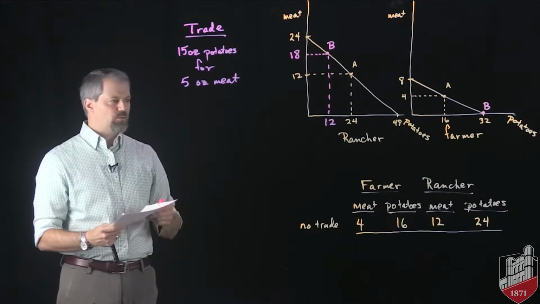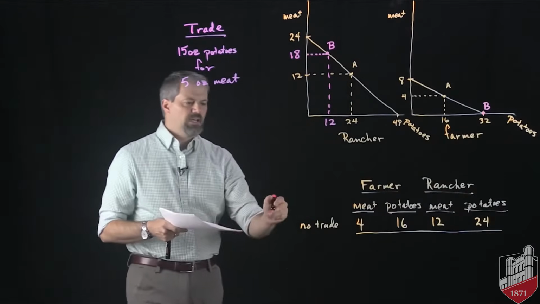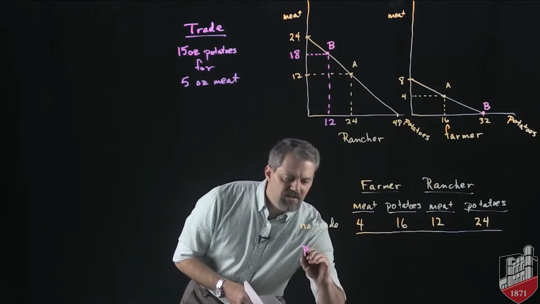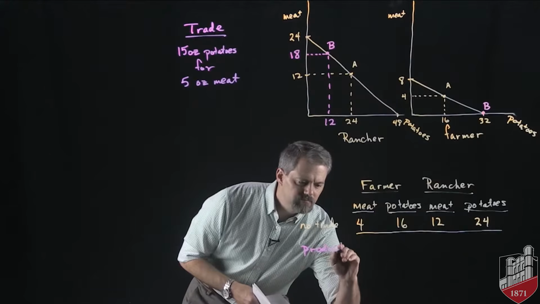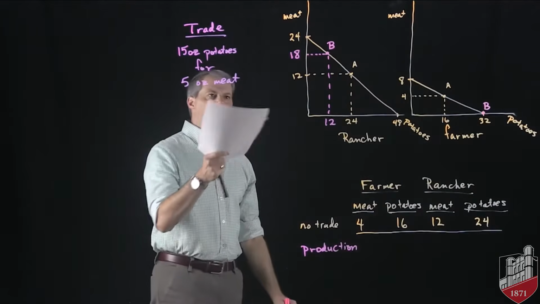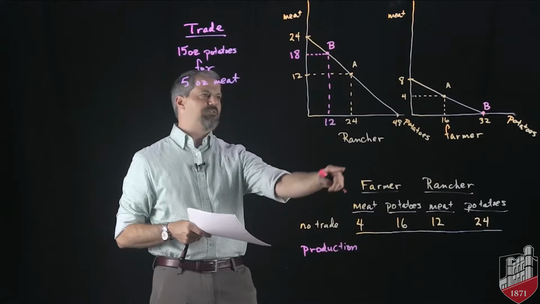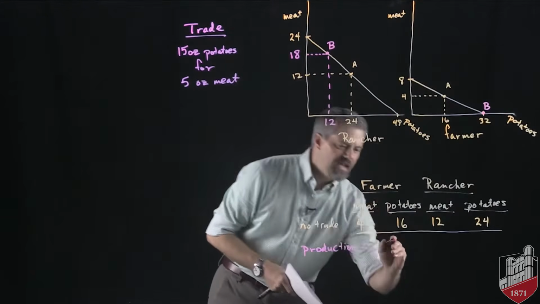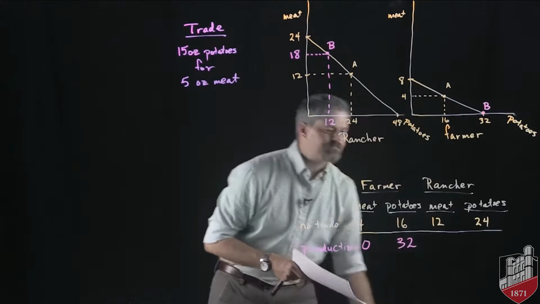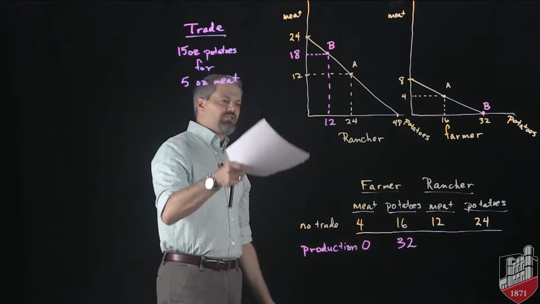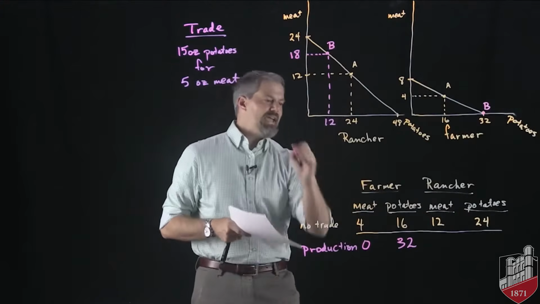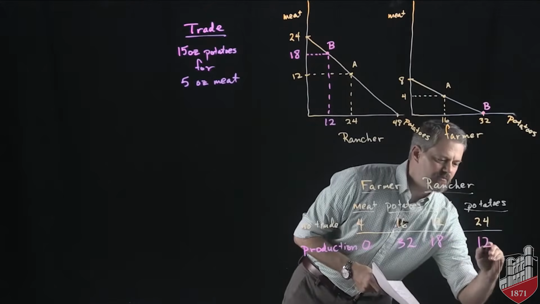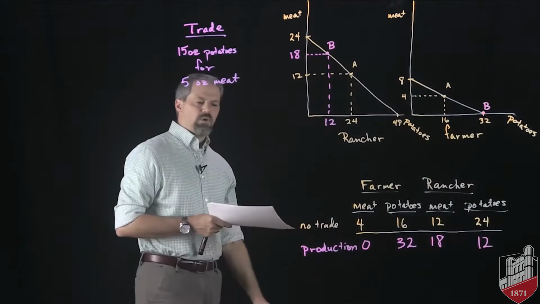Now let's think about what that looks like in our table here. So now we're going to put the situation with trade. Let's start by thinking about production, and we're going to put points B up here. The farmer is now going to be producing 0 ounces of meat and 32 ounces of potatoes. Our rancher is going to be producing 18 ounces of meat and 12 ounces of potatoes. So that's what production looks like.